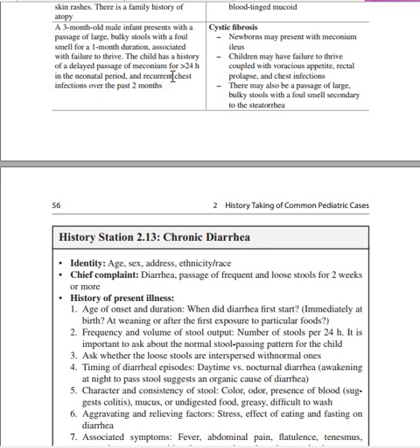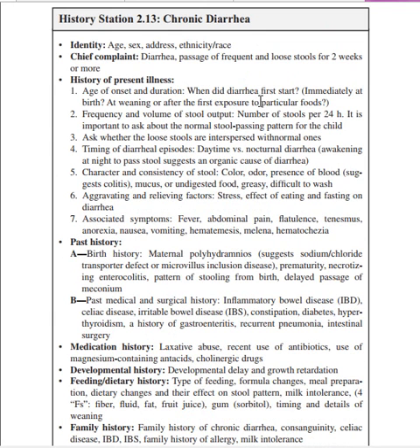In the neonatal period, and recurrent chest infections, you should think of cystic fibrosis. A newborn may present with meconium ileus, that is, delay of meconium passage for greater than 24 hours, or 48 hours at most. Children have failure to thrive coupled with a voracious appetite, rectal prolapse, and chest infections. There may also be passage of large, bulky, foul-smelling stools secondary to steatorrhea.